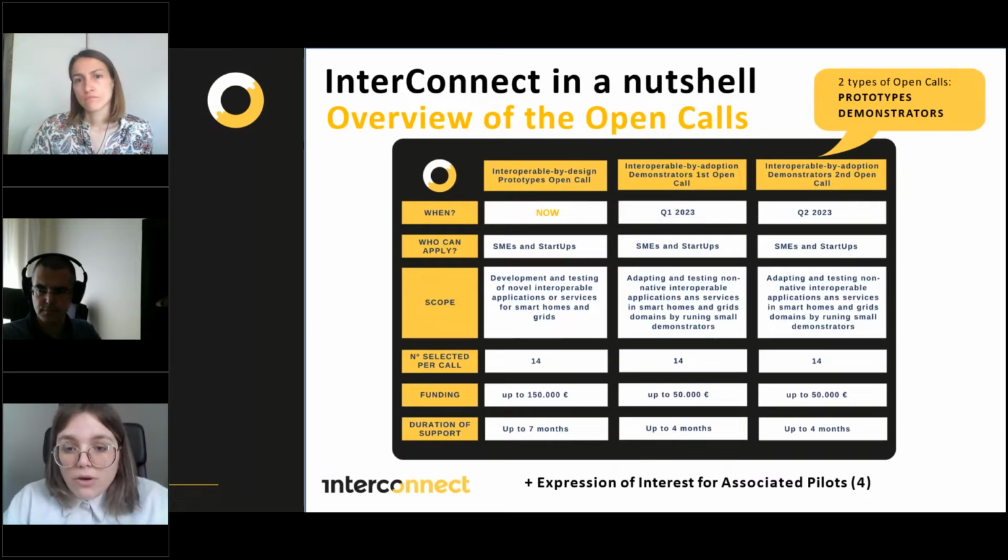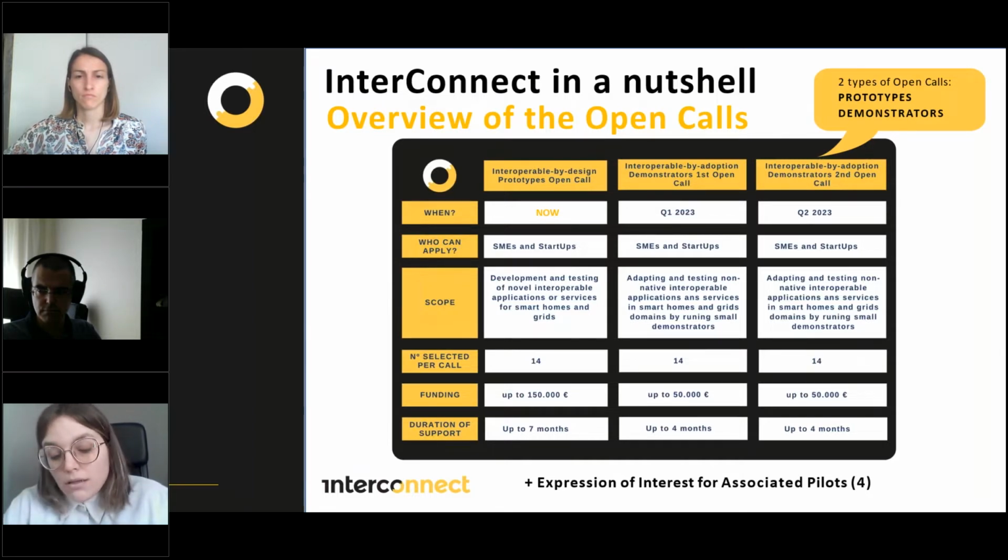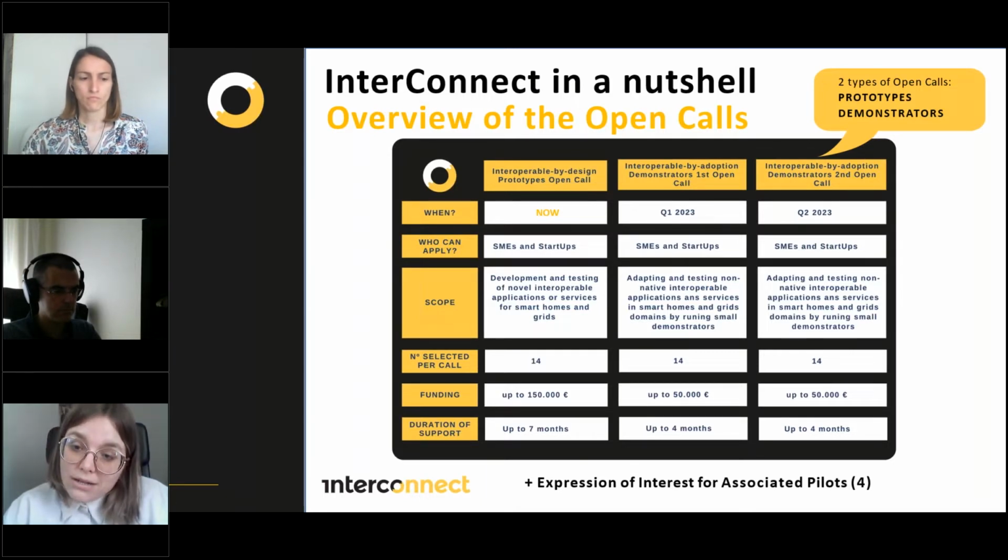The overview of the InterConnect open calls is in the table that you can see. We have two types of open calls, one on prototypes and two on demonstrators. The open call that we have open at the moment is the Interoperable-by-design Prototypes open call. And later in 2023, we will have two open calls that will deal with interoperable-by-adoption demonstrators. All of them are addressing SMEs and startups.